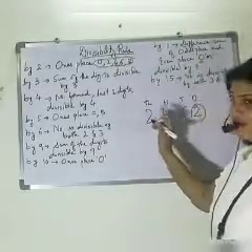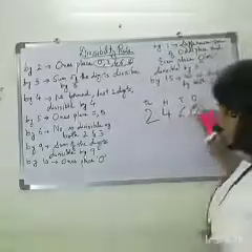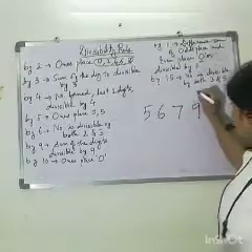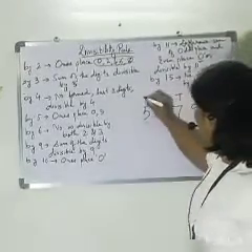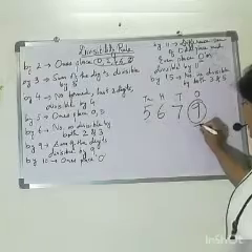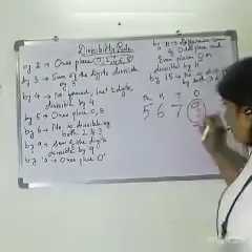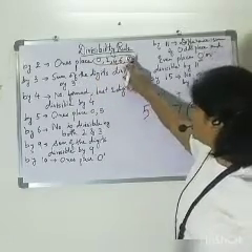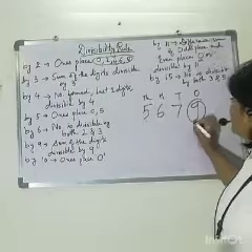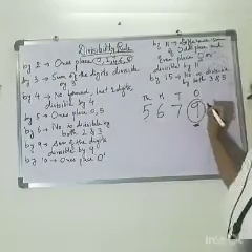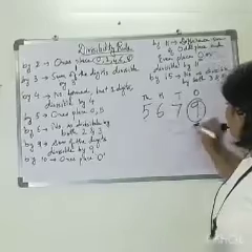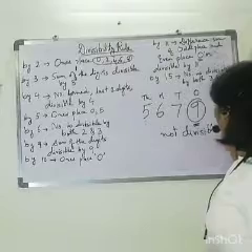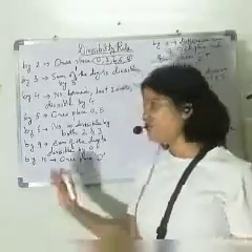Suppose another example. Let me give another example. 5679. So this is the ones place, tens, hundreds, thousands. Here at the ones place, what do we have? We have 9. According to the rule, at the ones place, it needs to be 0, 2, 4, 6, 8, then only the number is divisible by 2. But here we have 9. That means this number is not divisible by 2. Understood?